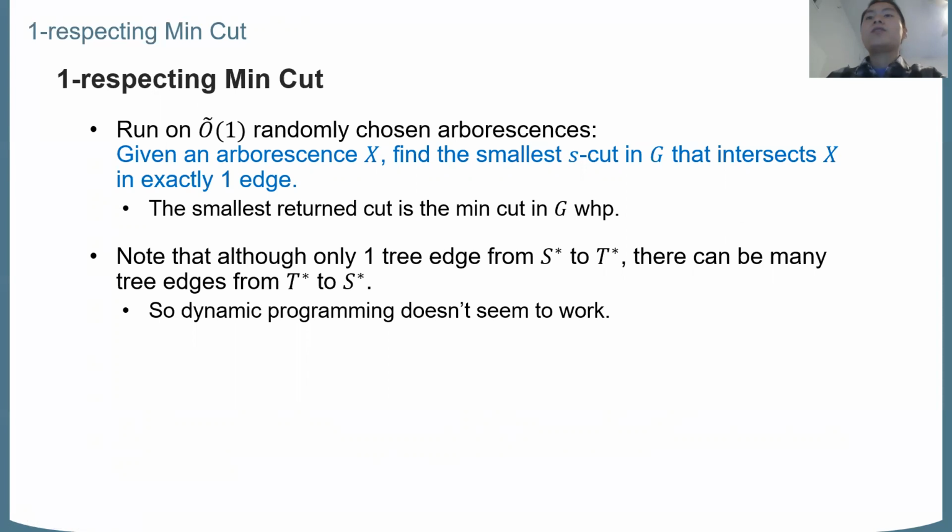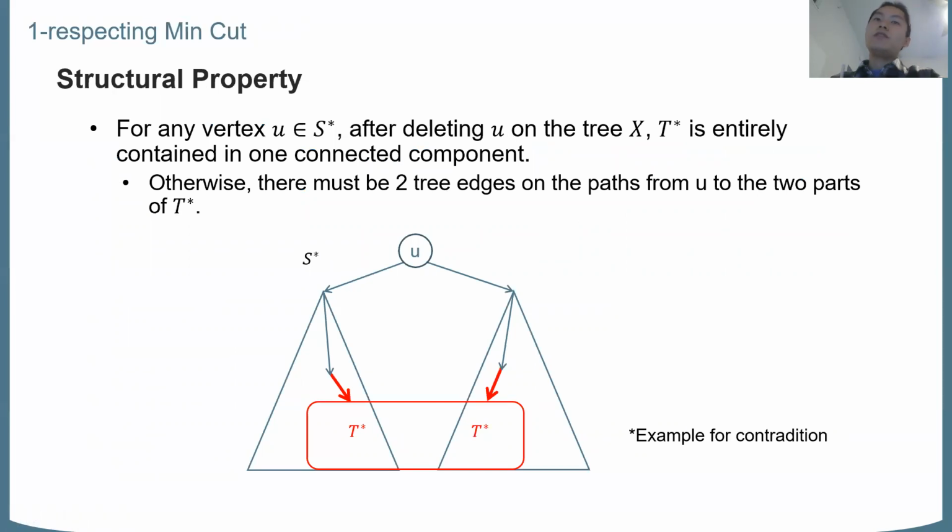Note that although only one edge is from source side to sink side, there can be many tree edges from sink side to source side. So the structure is not too simple, and dynamic programming doesn't seem to work. Nevertheless, we can exploit the structure using the following observation. For any vertex U in the source side, after deleting U on the tree, the sink side is entirely contained in one connected component of the tree after removing U.